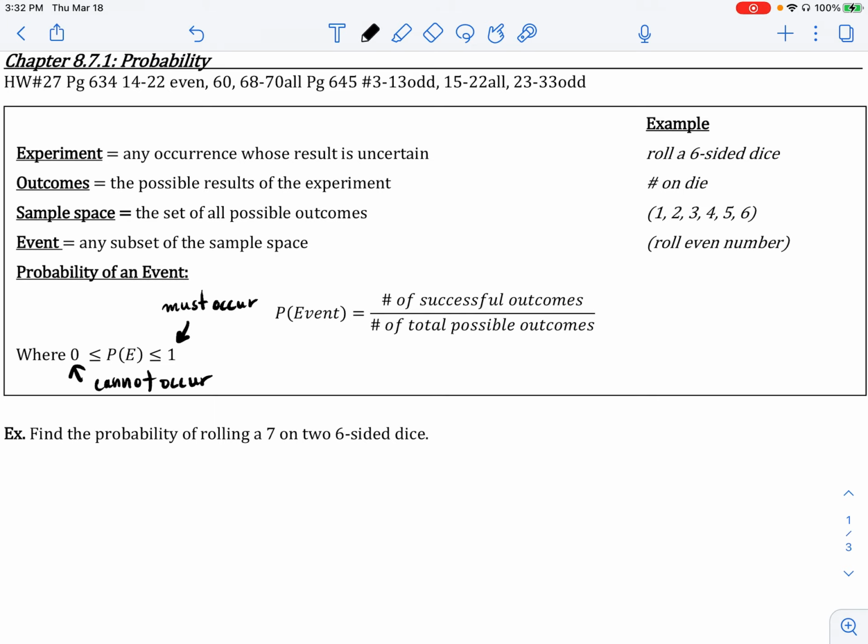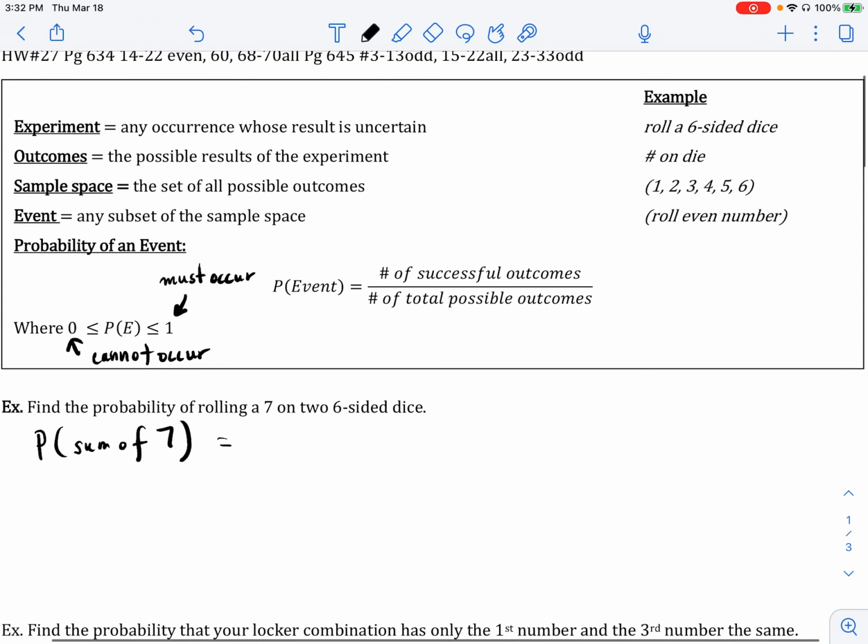So first off, the probability of rolling a 7 on two six-sided dice. So I'm going to say that the probability of getting a sum of 7. Okay, so let's think about this for a second. First off, what are the different ways that you can get a sum of 7?